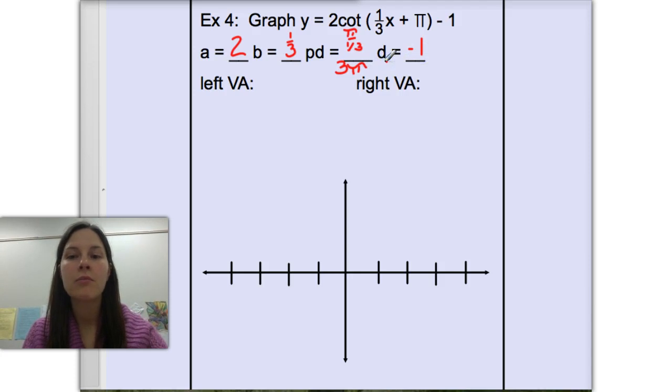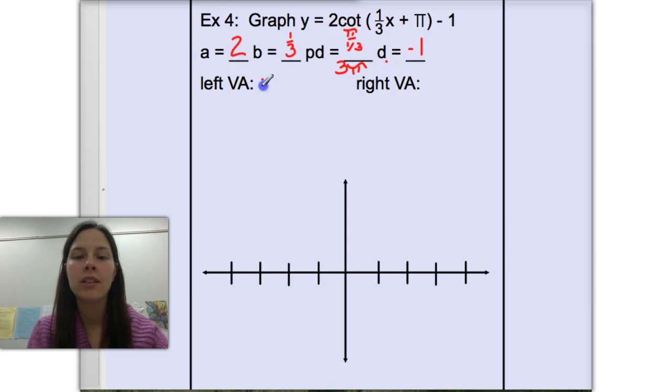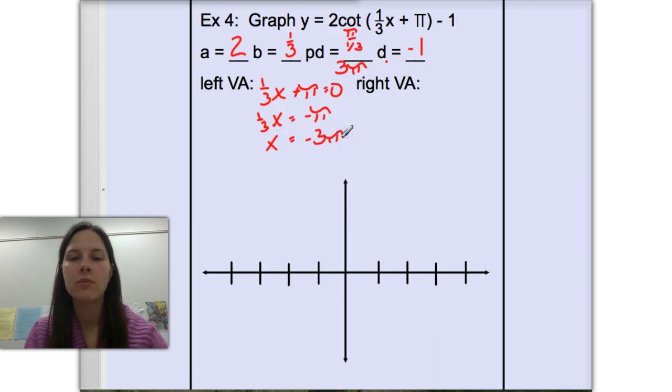So to find those asymptotes, remember for cotangent, the parent function asymptotes are at 0 and pi. So we are going to set 1/3 x plus pi equal to 0 to find our left vertical asymptote. So we have 1/3 x equals negative pi. Multiplying both sides by 3 to cancel that division by 3, we get a negative 3 pi for our left vertical asymptote. Do the same thing for the right vertical asymptote, but set it equal to pi. When we subtract pi, we get 0. And when we multiply by 3, we still have 0. So we've got a left vertical asymptote of negative 3 pi and a right vertical asymptote of 0.